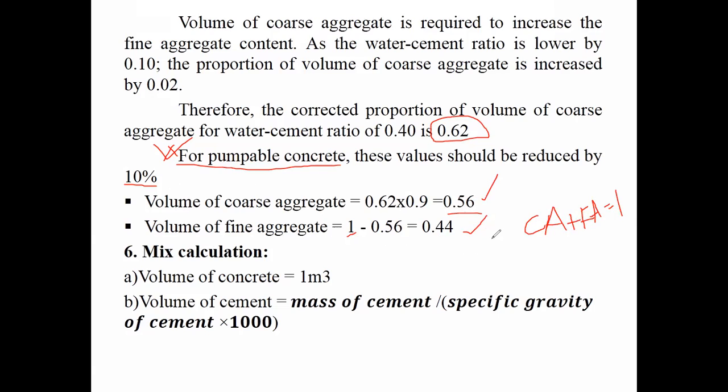Next we are going to find the mix calculation. For that, first you have to name the values. So you just name them A, B, C, D and so on. In later cases it will be helpful for you. First they have given the volume of concrete. You will be designing the concrete for 1 meter cube volume, and from that you will reduce the content according to your need. You will often design your concrete mix for 1 meter cube of volume of concrete. So A is taken as volume of concrete, that is 1 meter cube.